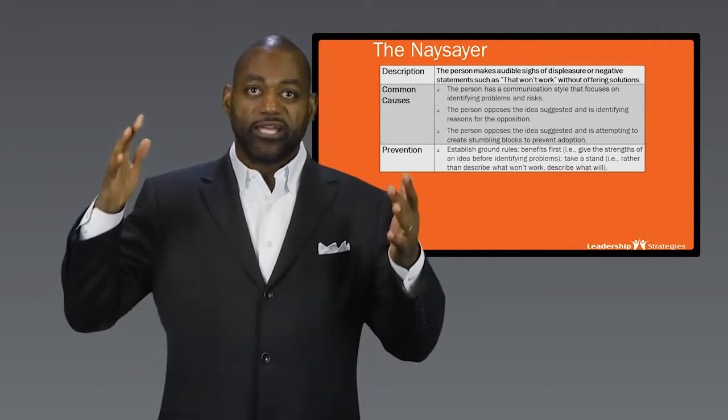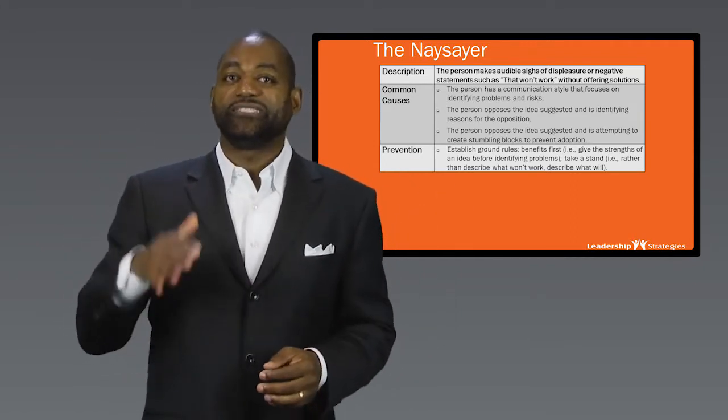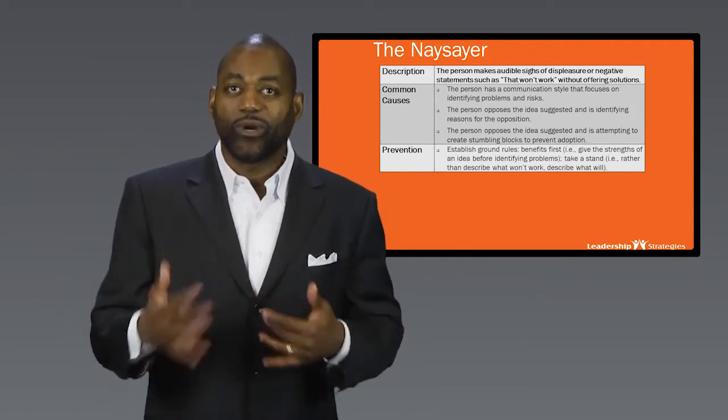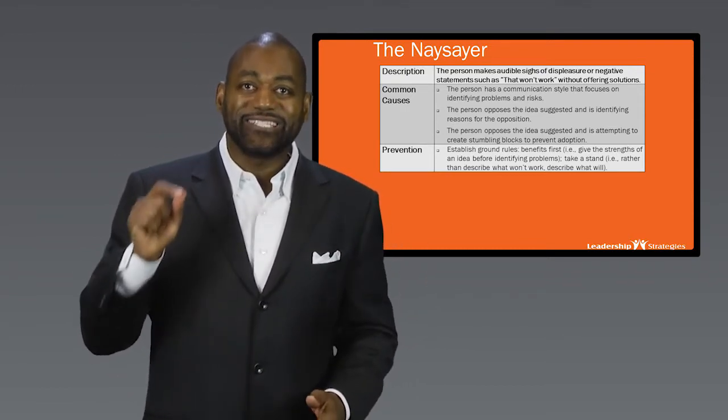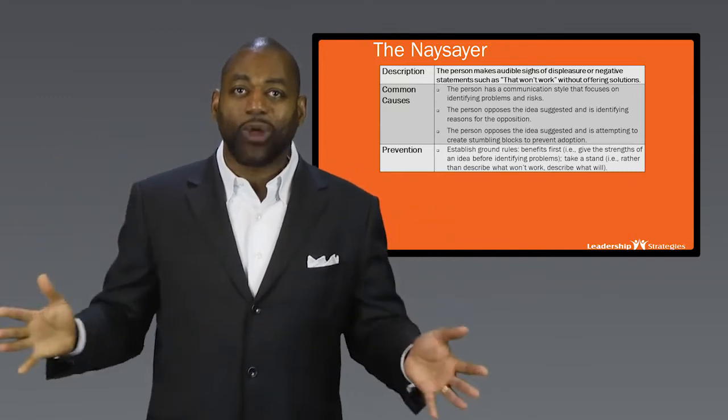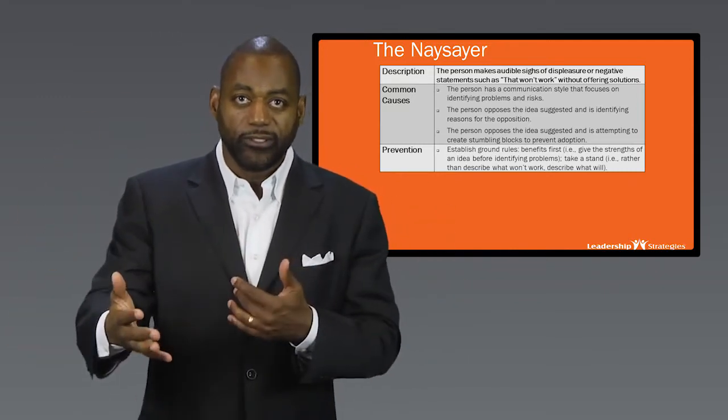So how do you prevent naysaying from happening? Establish ground rules such as benefits first. This means that you give the strength of an idea before identifying problems. Another ground rule that might help is take a stand. That is, rather than describing what won't work, describe what will.